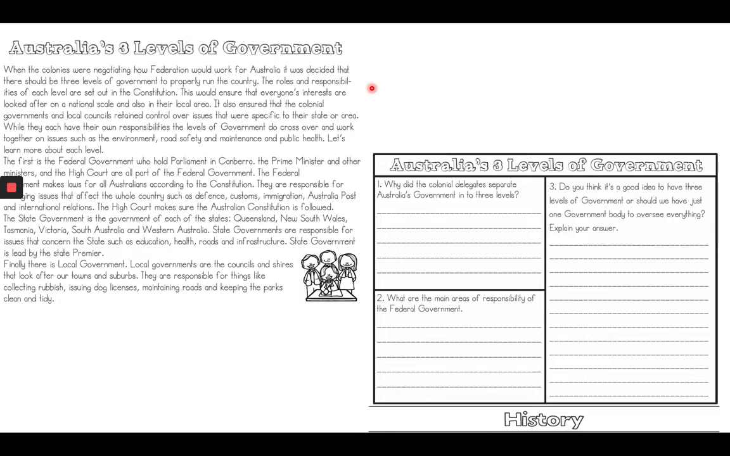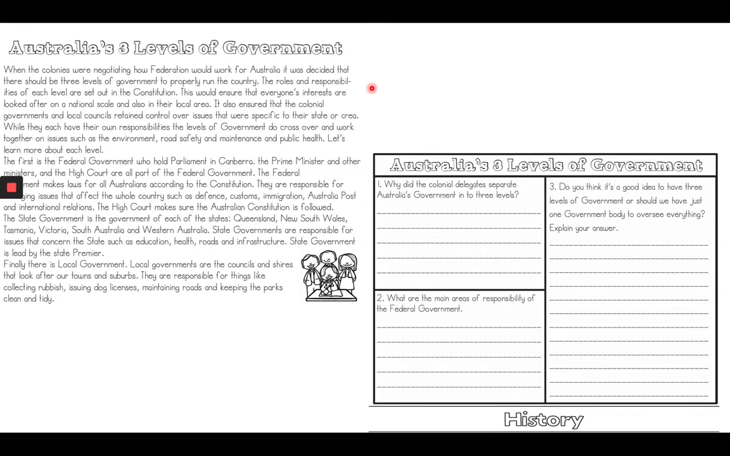The federal government makes laws for all Australians according to the Constitution. They are responsible for issues that affect the whole country, such as defence, customs, immigration, Australia Post, and international relations. The High Court makes sure that the Australian Constitution is followed. The state government is the government of each of the states: Queensland, New South Wales, Tasmania, Victoria, South Australia, and Western Australia. State governments are responsible for issues that concern the state, such as education, health, roads, and infrastructure. State government is led by the state premier.